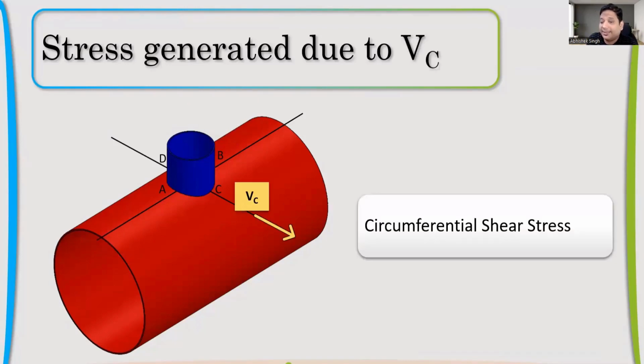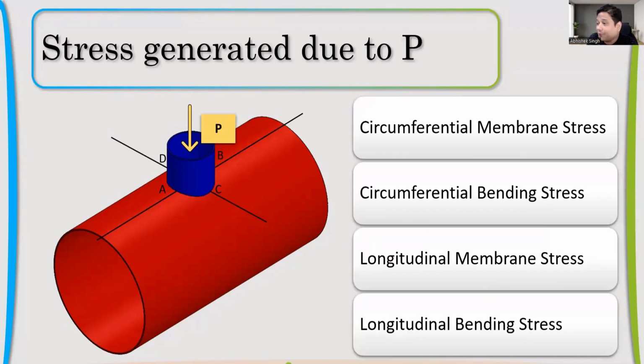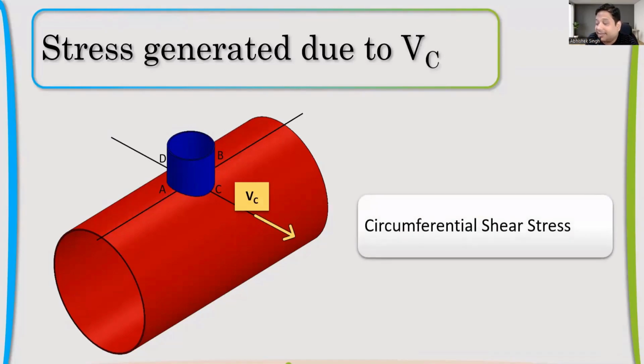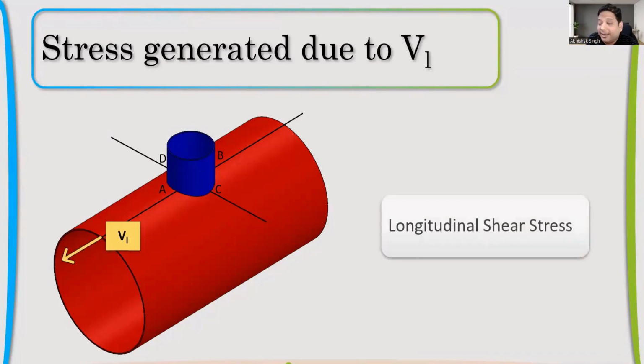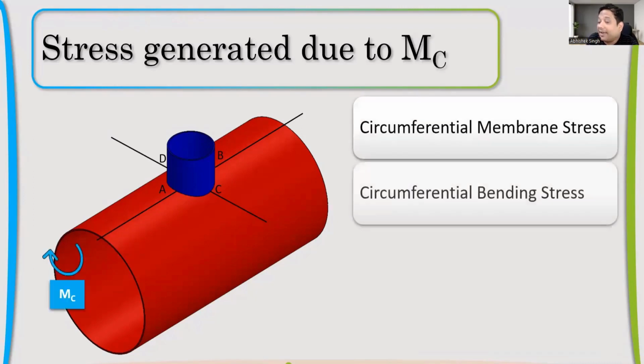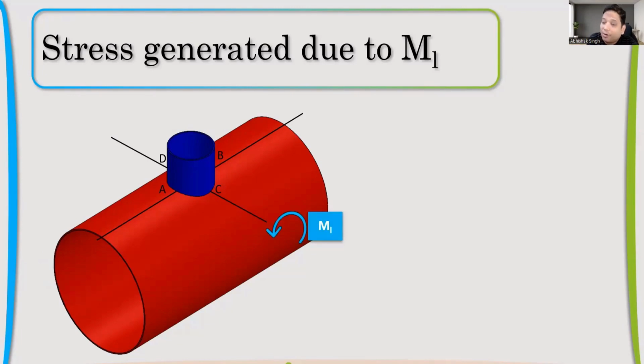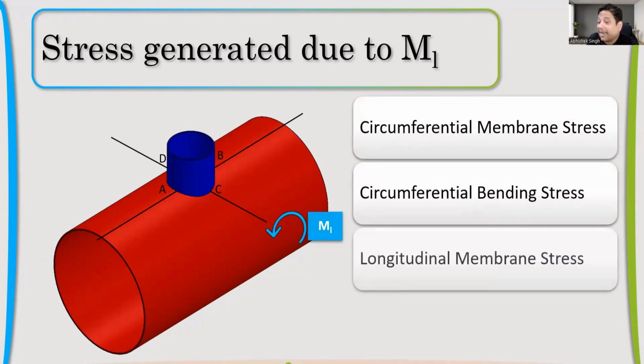Before finding that, let us see about other loads. For P, we saw these 4 types of stresses will be generated. Because of VC, what will be generated? Circumferential shear. That is the reason we called it only shear stress, shear load. VL, longitudinal shear. MC again will have all the 4 types of stresses, membrane and bending. ML will have all the 4 types of stresses, membrane and bending. And because there are 2 different directions in which we are finding, that is the reason for circumferential and longitudinal.